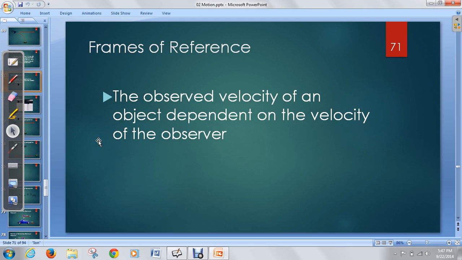So this is one of the vocabulary terms. A frame of reference is the observed velocity of an object that's dependent on the velocity of the observer. So what that means is how fast you see something moving is going to depend on how fast you are moving and which direction you're moving.